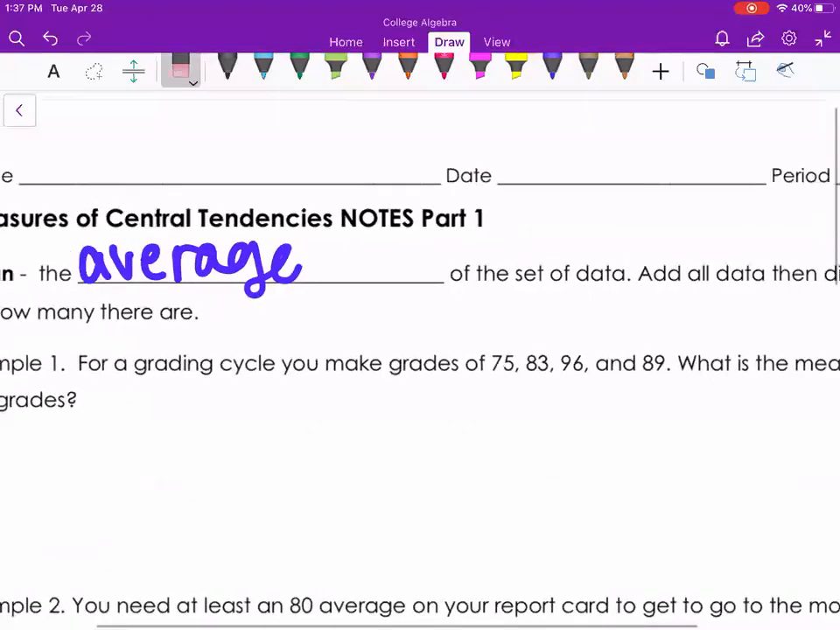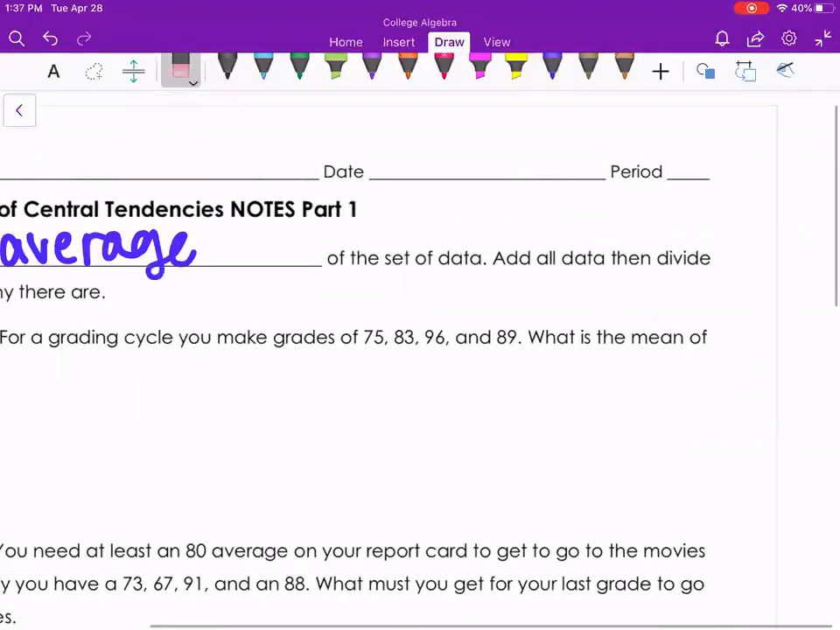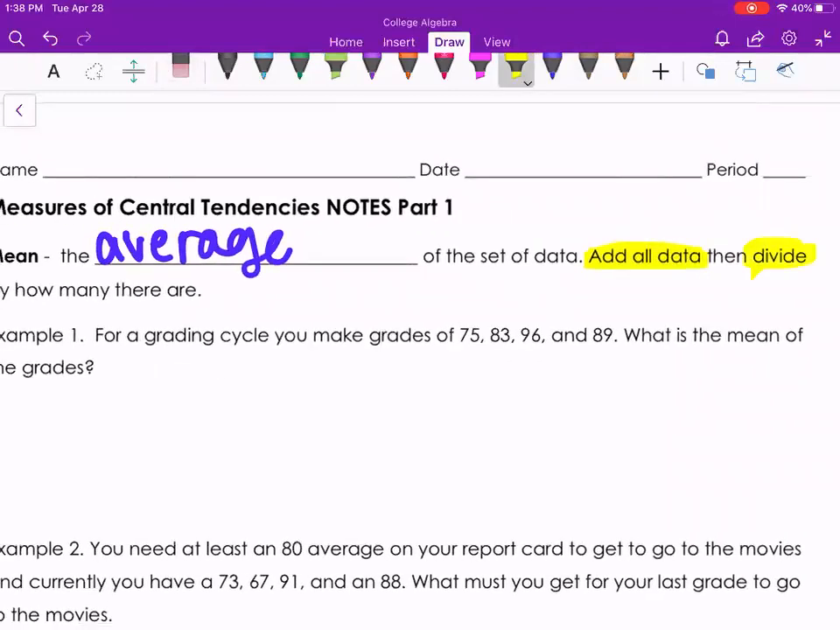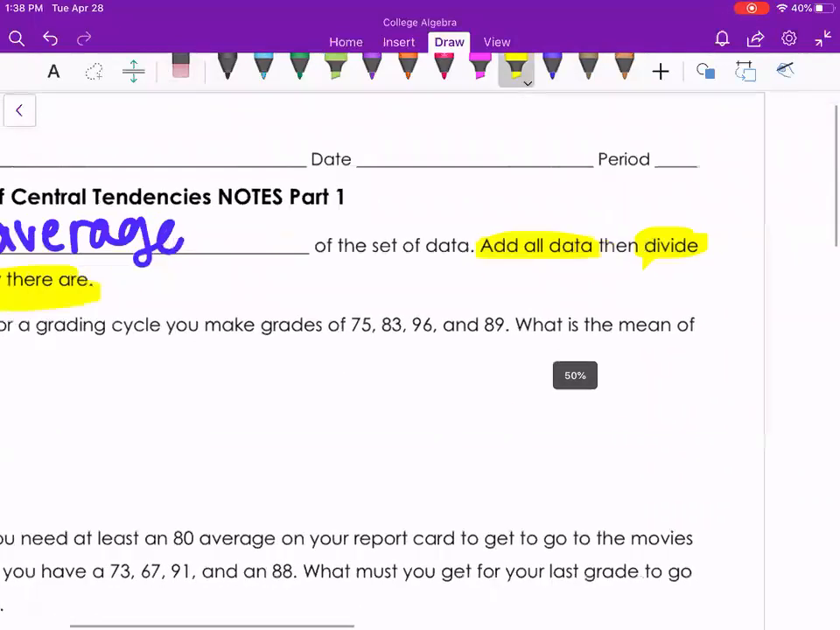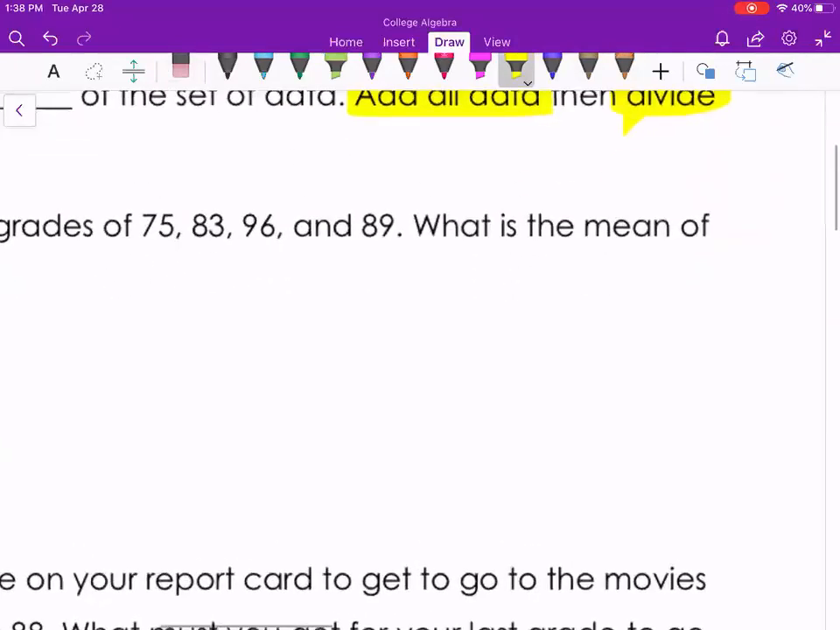So how do we specifically find the average? For those who may not remember, we have to add all of the data up and then divide by how many data points there are. So let's use that formula and jump into example 1. So for a grading cycle, you make the grades of 75, 83, 96, and 89. What is the mean of your grades?